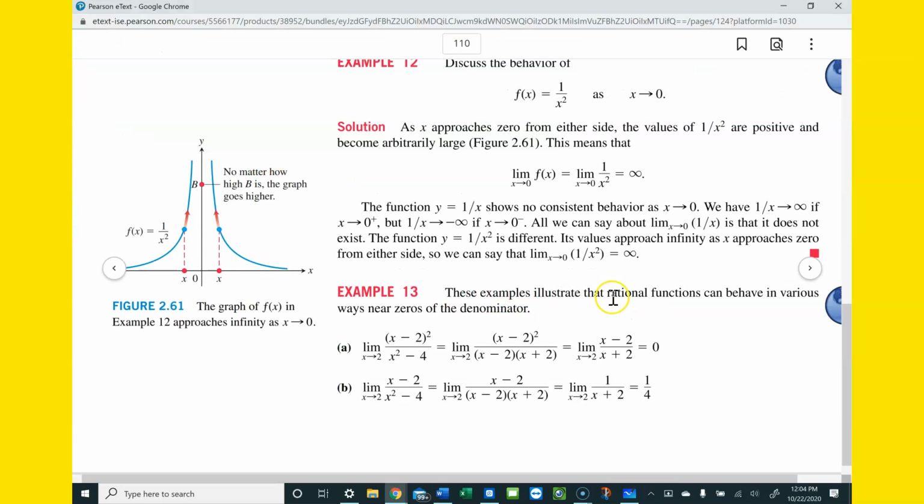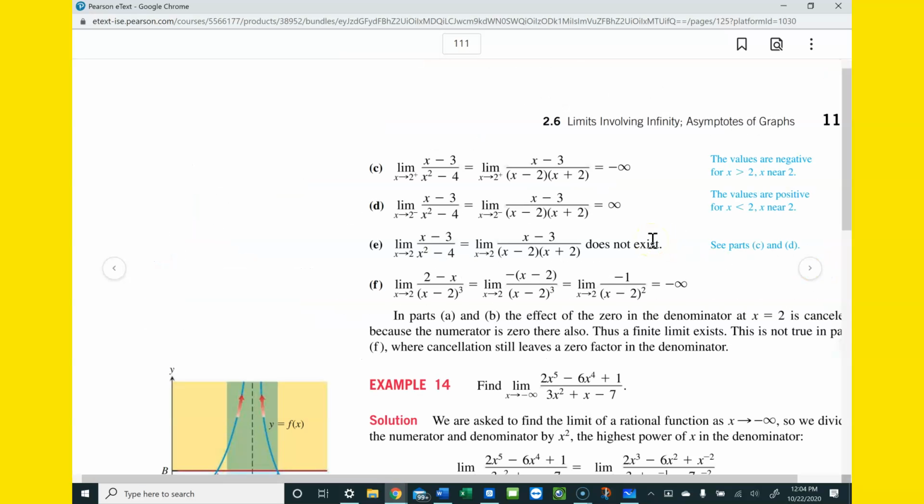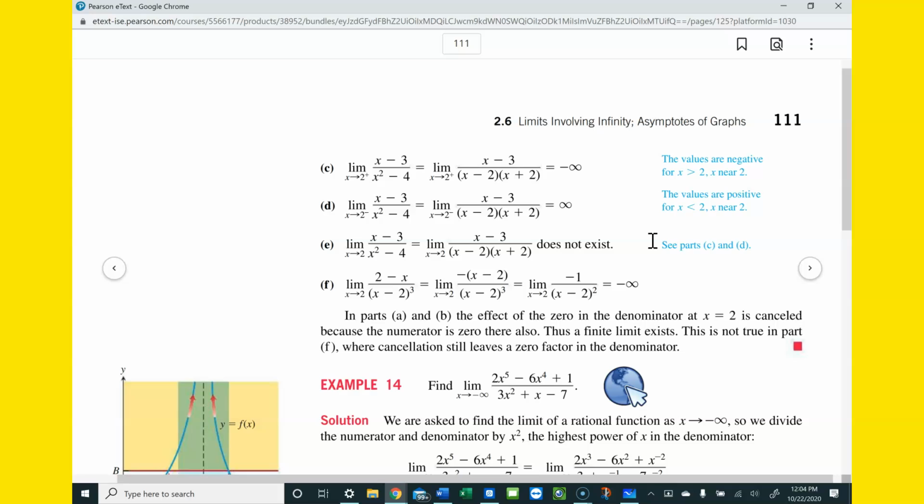As it says, these examples illustrate that rational functions can behave in various ways when the denominator gets near 0. It can go to infinity, or it can have a hole in the graph, or it can not exist if it goes to different places and such. Let's keep doing these examples.